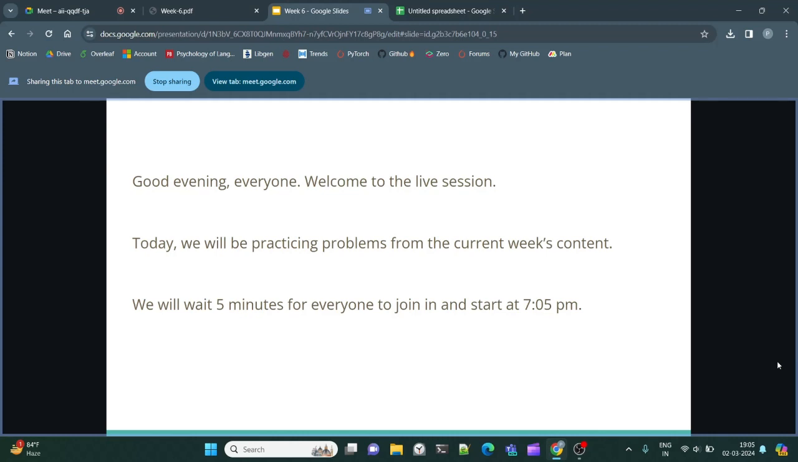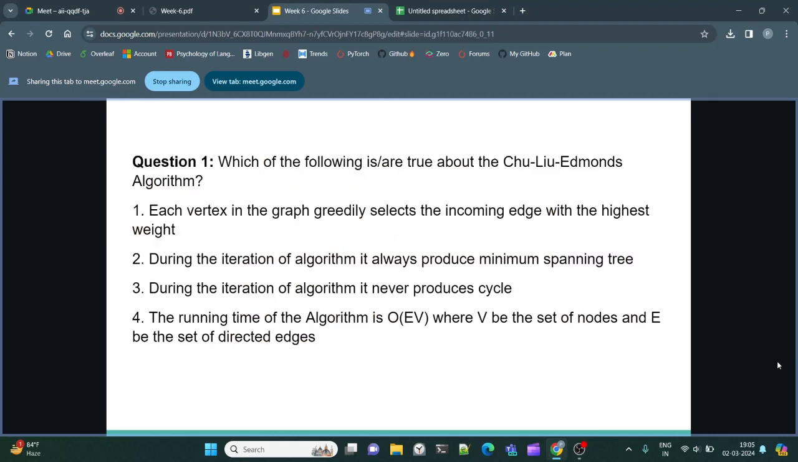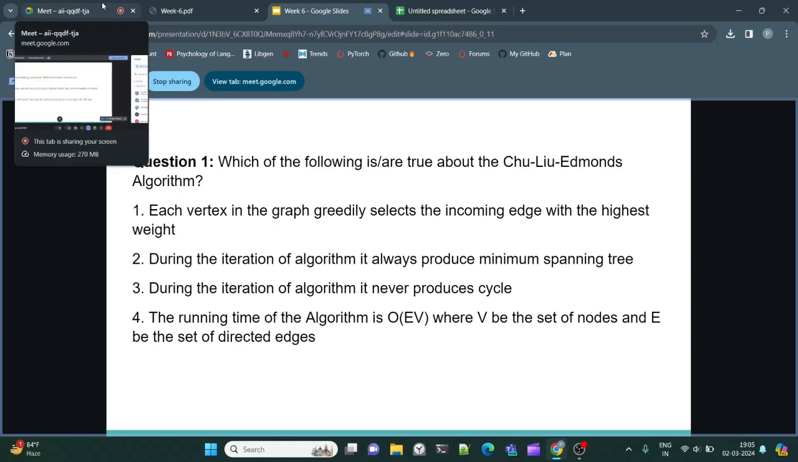Good evening, everyone. Let's get started with the first problem of the day. We need to say which of the following statements are true for this algorithm. Among the 4 possible options, you need to say which are correct. Please try the problem once. We'll discuss the solution in a couple of minutes, and in case you're able to solve, please post your answer in the chat.